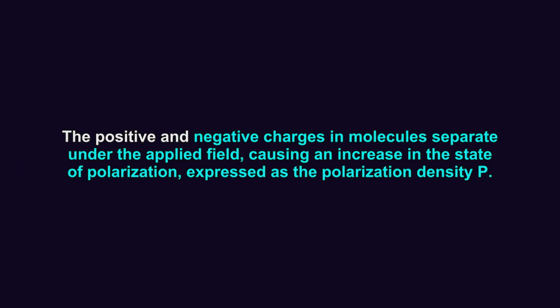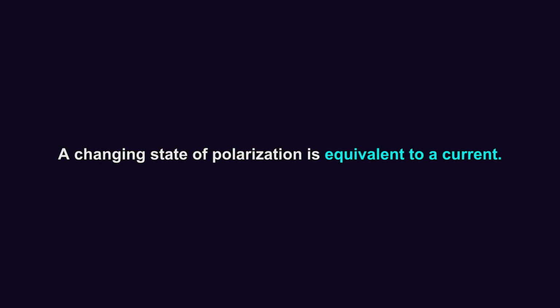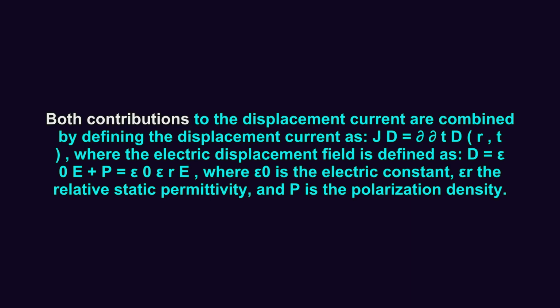The positive and negative charges in molecules separate under the applied field, causing an increase in the state of polarization, expressed as the polarization density P. A changing state of polarization is equivalent to a current. Both contributions to the displacement current are combined by defining the displacement current as J_D = ∂D/∂t, where the electric displacement field is defined as D = ε₀E + P = ε₀εᵣE, where ε₀ is the electric constant, εᵣ the relative static permittivity, and P is the polarization density.